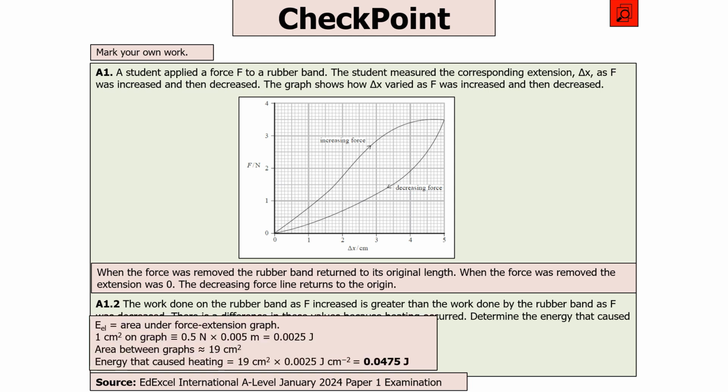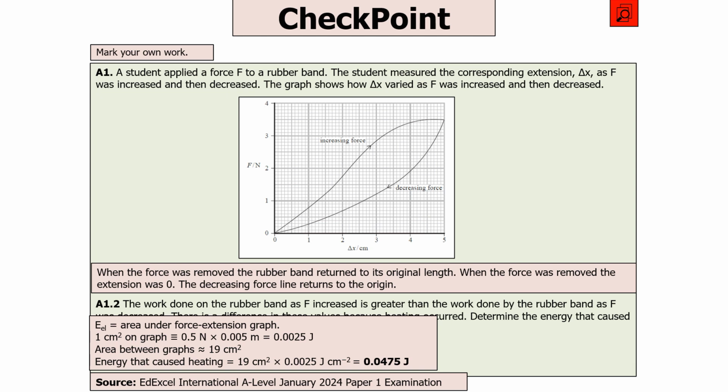Now, next question, we know that the elastic potential energy is the area under a force extension graph. Now, if we look at 1 centimeter squared on the graph, it's going to be about 0.5 newtons times by 0.05 meters, so it's about 0.025 joules.